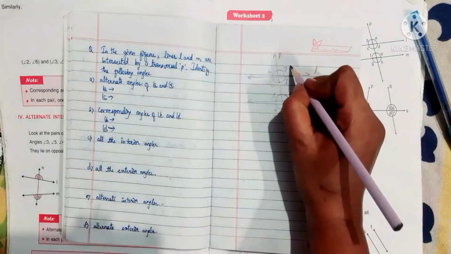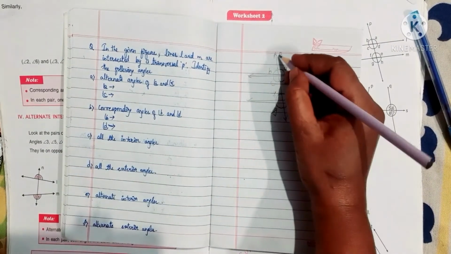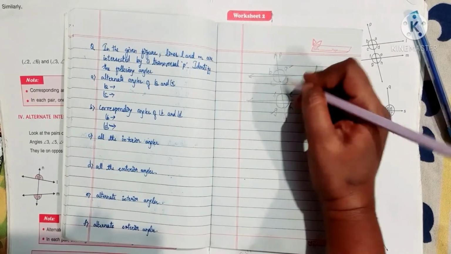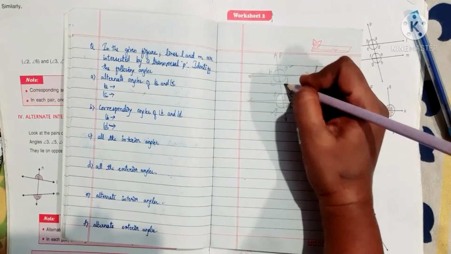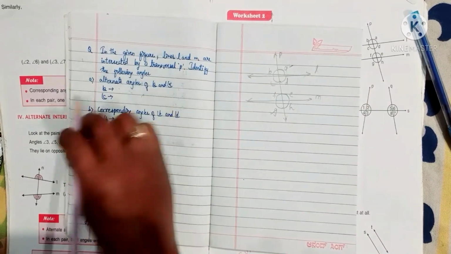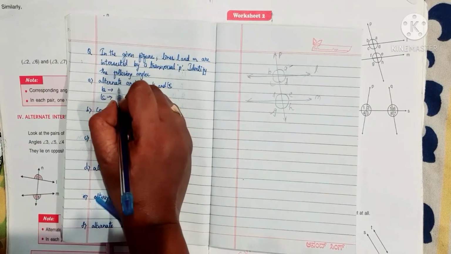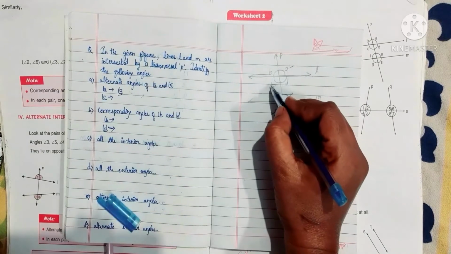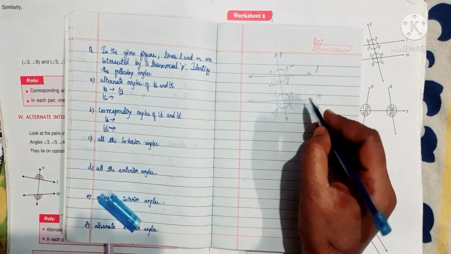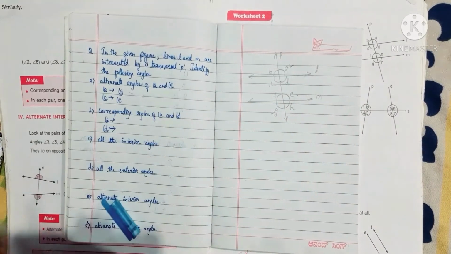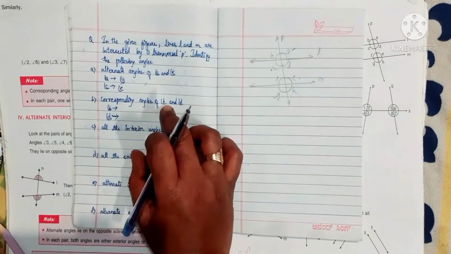You can observe angle A and angle G are lying on the opposite sides of the transversal, as well as they are exterior. So here you can say the alternate angle for angle A is angle G. In the same way, alternate angle for angle C is angle E. Next, corresponding angles of angle B and D.